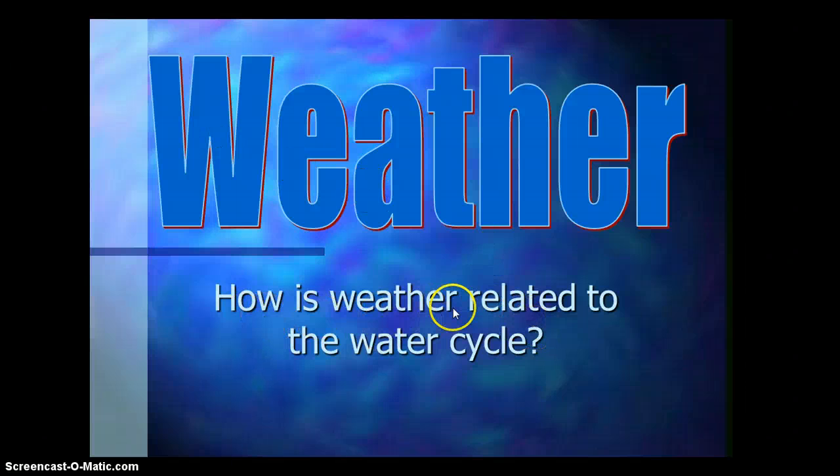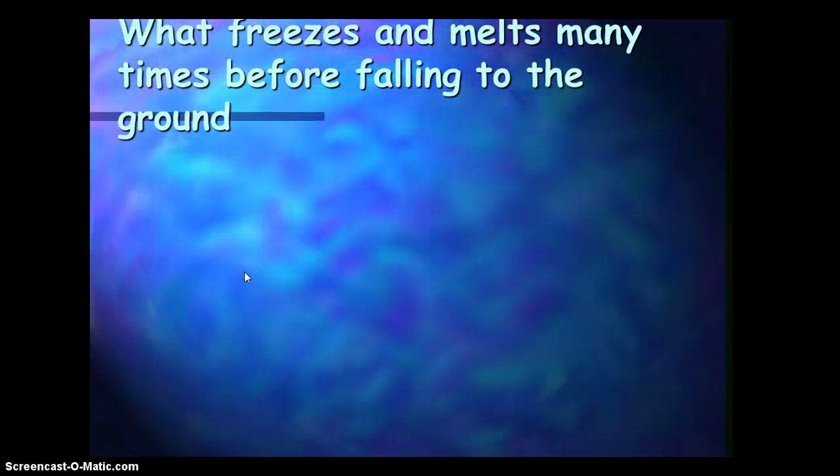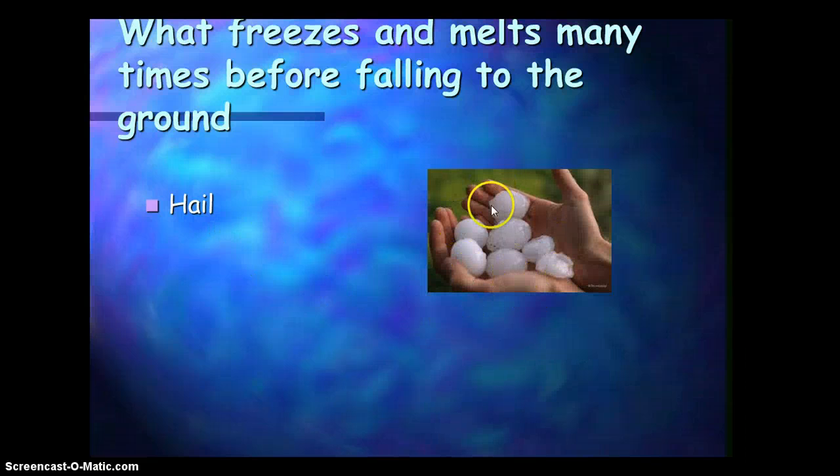Again, how is weather related to the water cycle? That's where our focus is. Here's the first question. What freezes and melts many times before falling to the ground? Hopefully the students remember, it's hail. Hail will be controlled by the wind. It freezes, then the wind blows it up, then it refreezes, and it just continues to get bigger and bigger until it falls to the ground, just like these hail balls here.